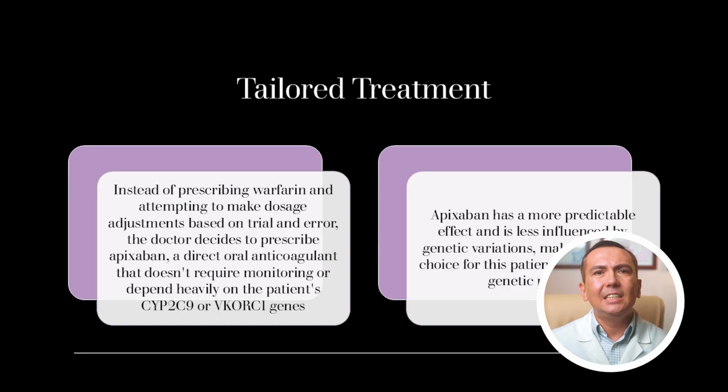Treatment selection. Instead of prescribing warfarin and attempting to make dosage adjustments based on trial and error, the doctor decides to prescribe apixaban, a direct oral anticoagulant that does not require monitoring or depend heavily on the patient's genes. Apixaban has a more predictable effect and is less influenced by genetic variations, making it a safer choice for this patient based on their genetic profile. Outcome.